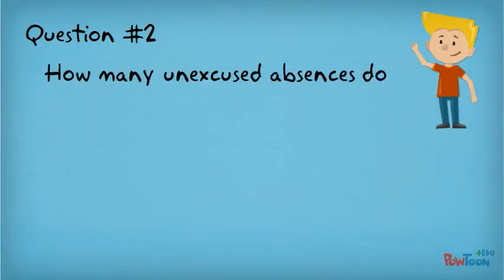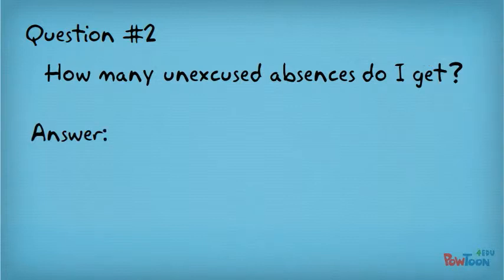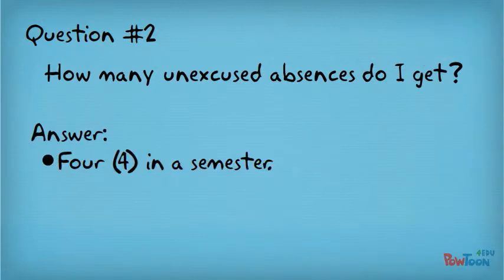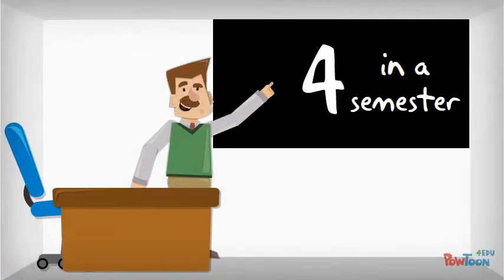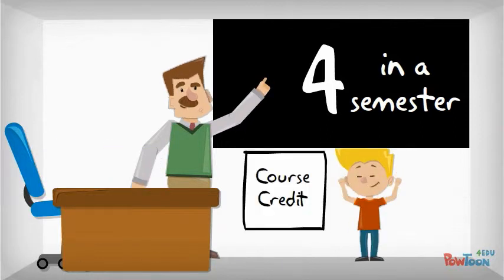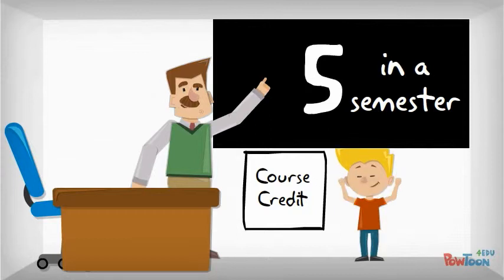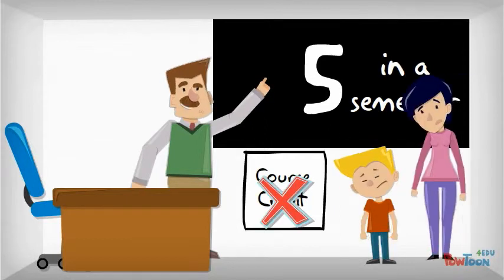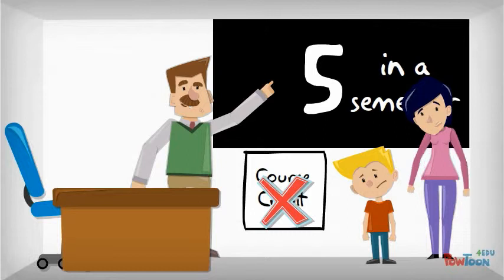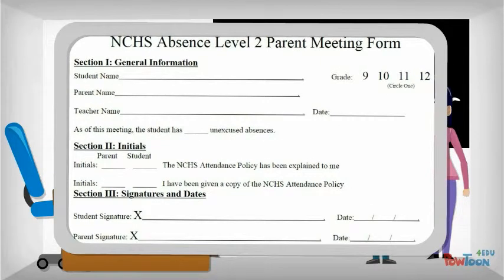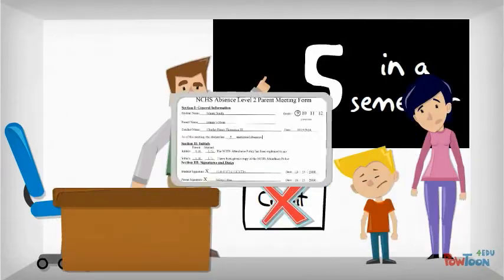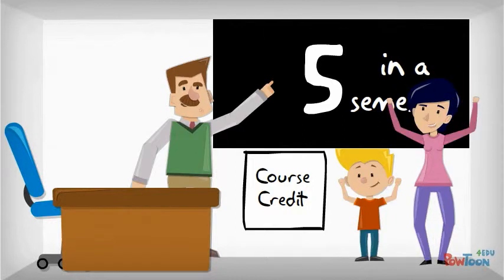How many unexcused absences do I get? The answer to that question is 4 in a semester. At 4 unexcused absences, you still receive credit for a course. But at 5 unexcused absences, course credit is denied unless a parent comes in for a conference. During the conference, the parent is given a copy of the attendance policy while it is explained to them. Once the signature form is signed, course credit is restored.